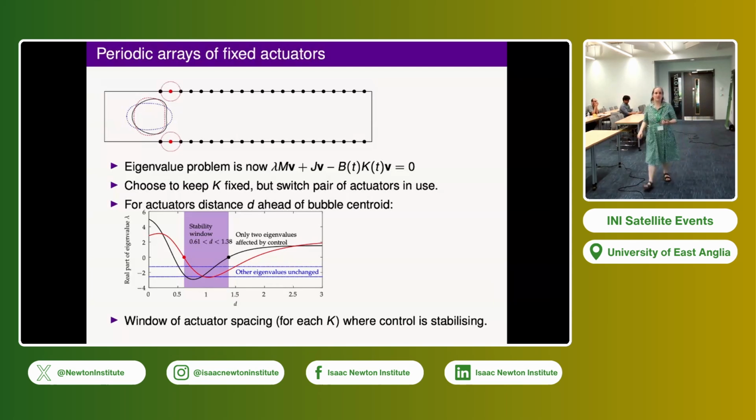That's definitely easier for control-based continuation. And we can do some maths to calculate how the stability property depends on the distance of the actuators ahead of the bubble centre of mass. And what you find is that there's some kind of calculated movement for d equals 1, but there's some window of spacing that I can choose where the eigenvalues will all be negative. And so at every instant the bubble is being stabilised.